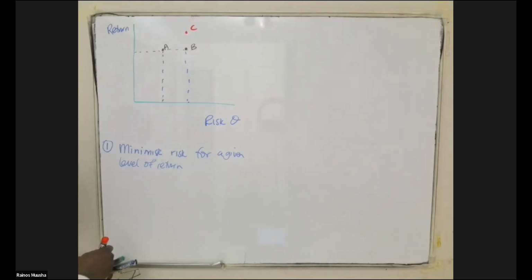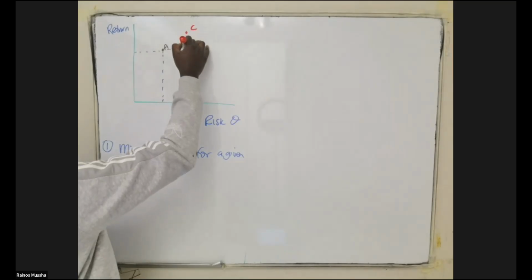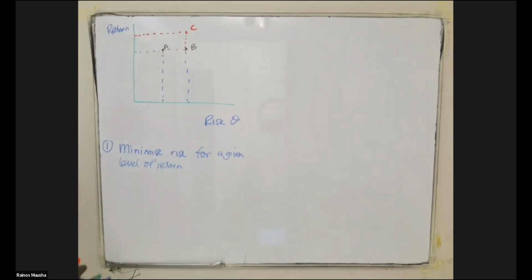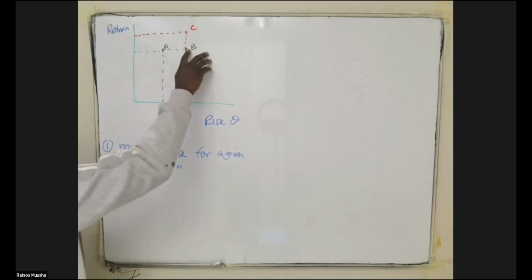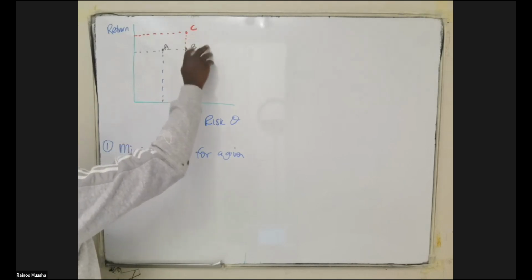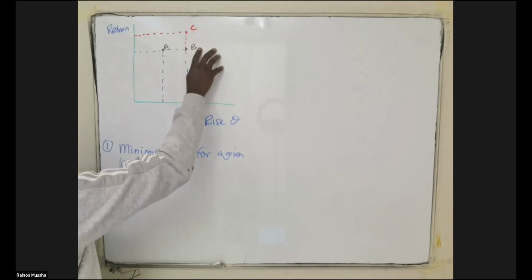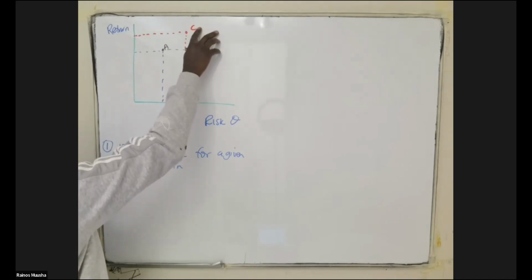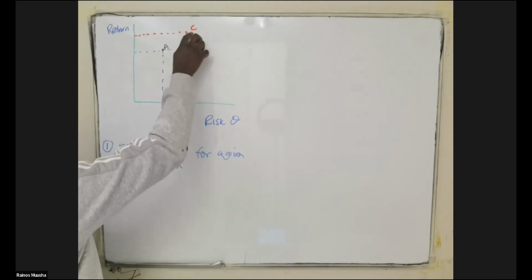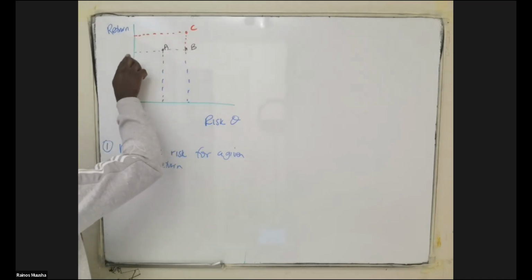And asset C has the same amount of risk, but able to generate what? Higher returns. So in this case, when you're choosing between investment B and investment C, you are going to choose investment C, because for the same amount of risk, investment C is giving you a higher return.